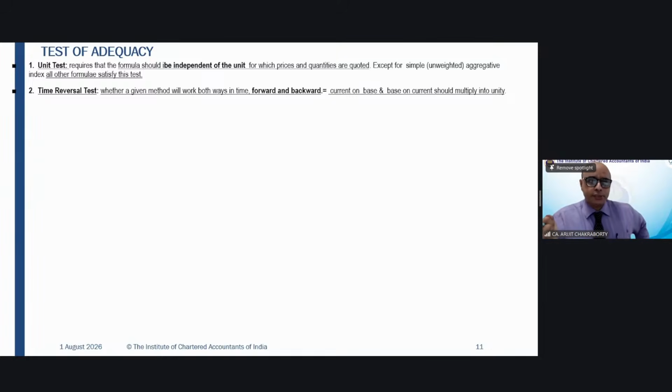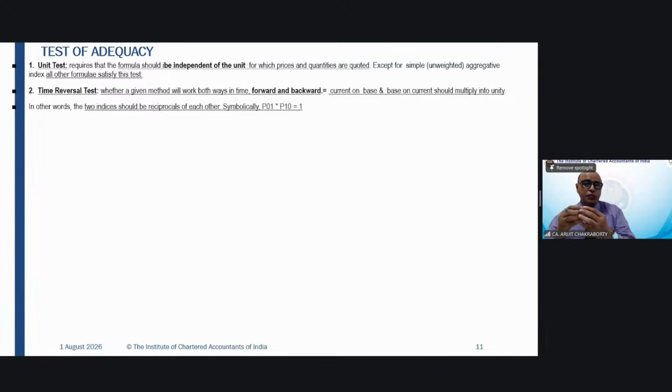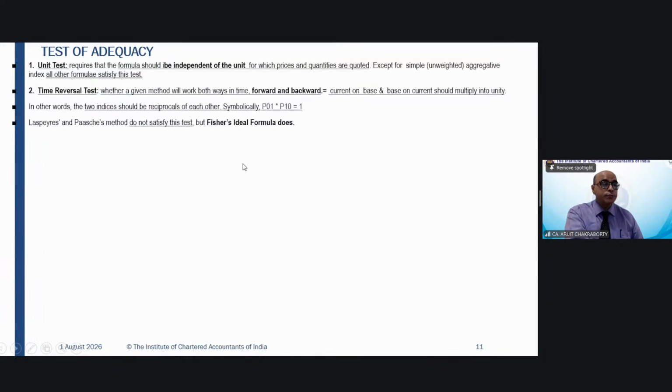Time reversal test, here it means that ultimately the two indices P01 multiplied by P10, the product of these two indices should be equal to 1. Then only symbolically, agar P01 multiplied by P10 agar 1, if it comes to 1, then we will say that the index number has been able to satisfy the TRT, yani time reversal test.